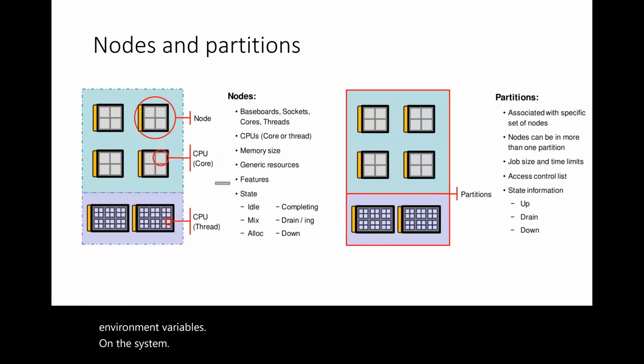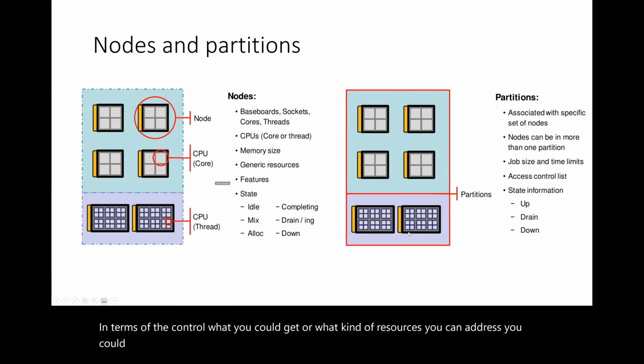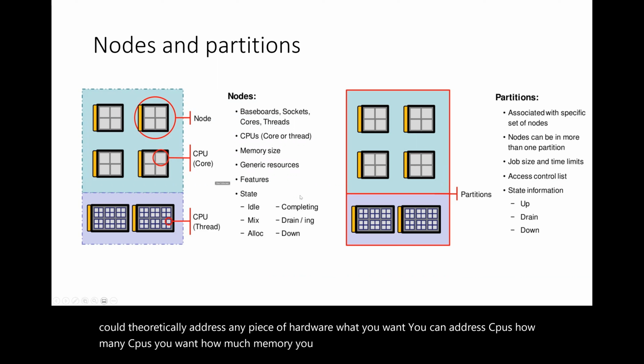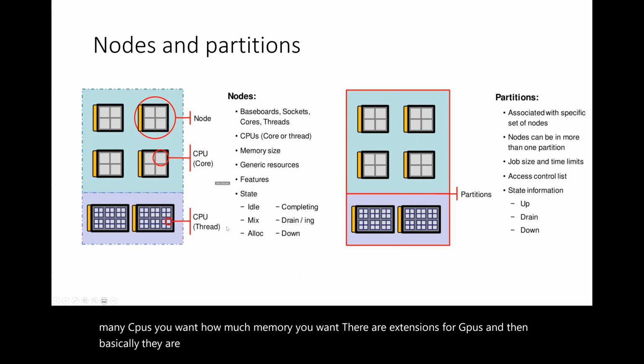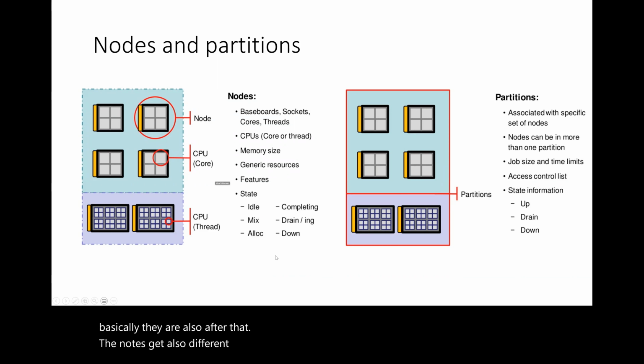In terms of the control, what kind of resources you can address, you could theoretically address any piece of hardware you want. You can address CPUs, how many CPUs you want, how much memory you want. There are extensions for GPUs, and then the nodes also get different states. A node basically switches between those states. It's idle, mixed, or allocated.